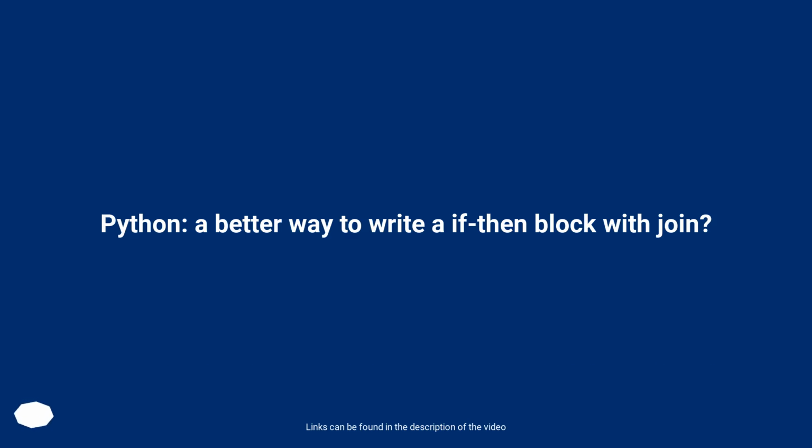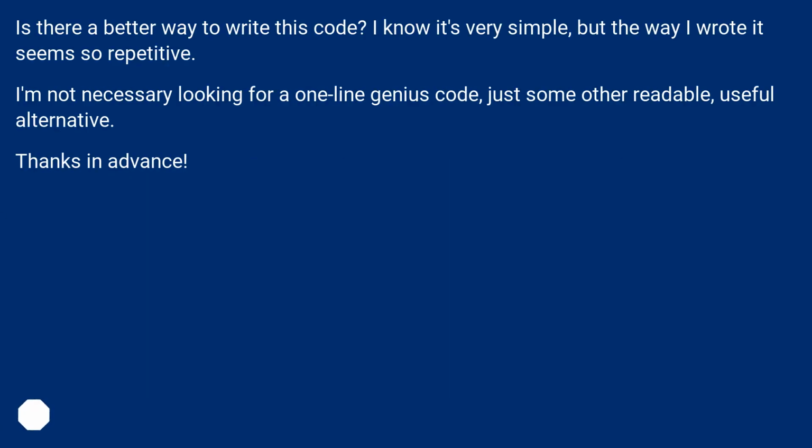Python, a better way to write an if-else block with join? Is there a better way to write this code? I know it's very simple, but the way I wrote it seems so repetitive. I'm not necessarily looking for a one-line genius code, just some other readable, useful alternative. Thanks in advance!